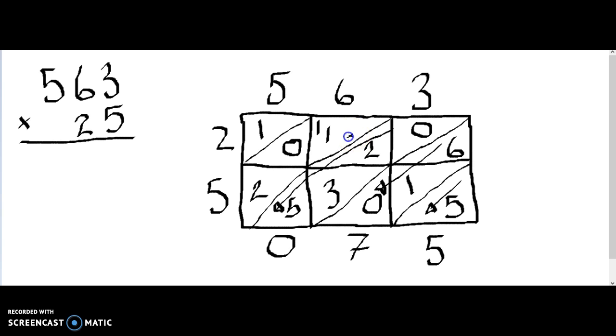1 plus 1 is 2, so we will add our 2 plus 2 and bring it down for our thousands place. 2 plus 2 is 4. And then we only have 1 digit in our 10,000s place. We will just slide on down here, and so our product of 563 times 25 is going to be 14,075.